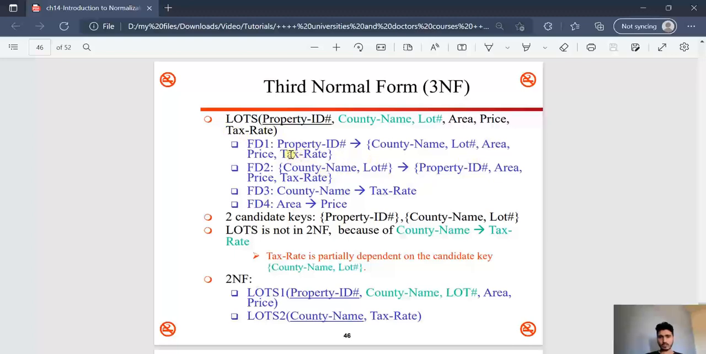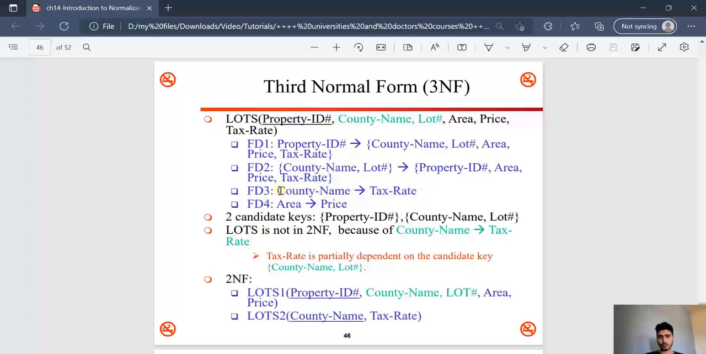Here we have tax rate that depends fully on property ID. Here we have tax rate that fully depends on the county name and lot number. Here we have tax rate that depends on the county name. Note here that county name is part of the candidate key, county name and lot number. So we find that tax rate depends partially on this candidate key. So we say that tax rate is in partial dependency in this relation. This breaks the 2NF rule.